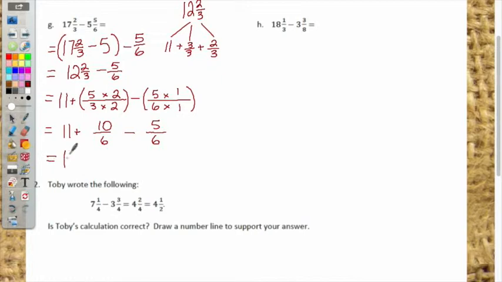So my answer is 11. What's 10 minus 5? 5. I hope it's not 4. 5. 11 5/6. Because I did 10 minus 5, and that's 5.